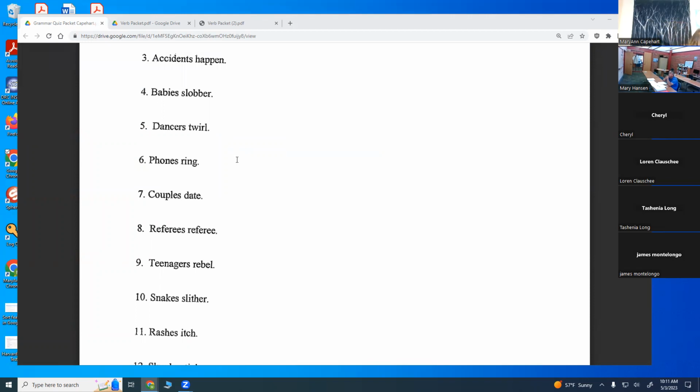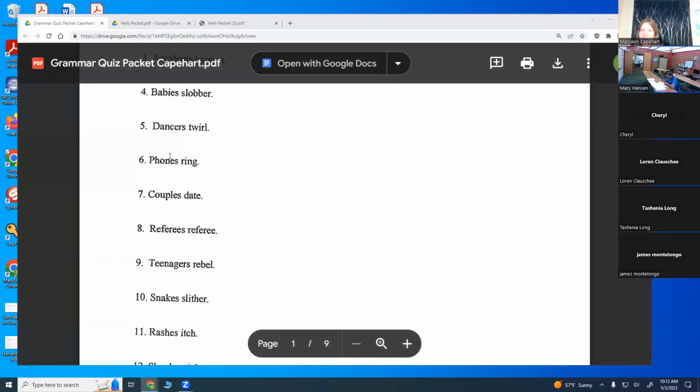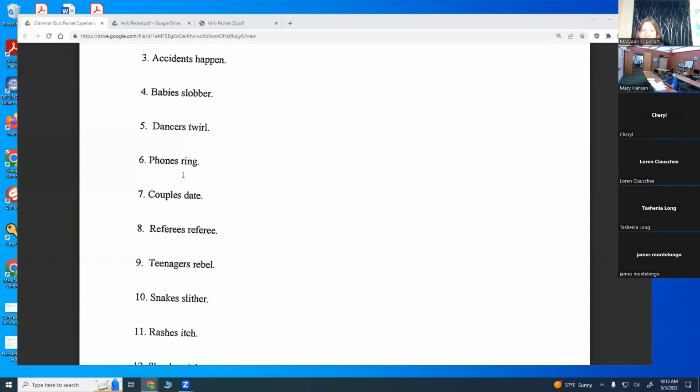There's one. Subject or, well, singular? Action. Oh, action. Just throwing out a bunch of words. What's the action? Twirl. Dancers is the subject, the actors, or the players. Phones ring, subject. Who's doing the action? Phones. That's right.